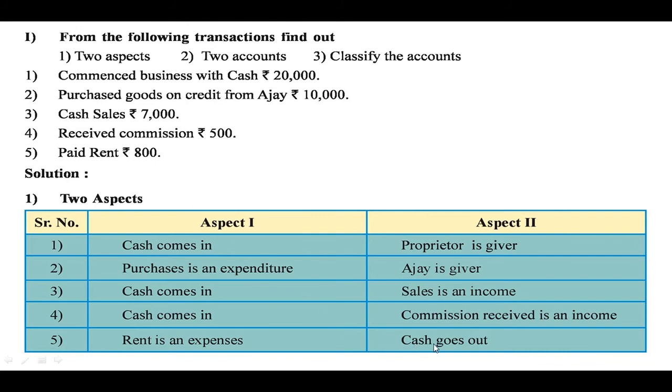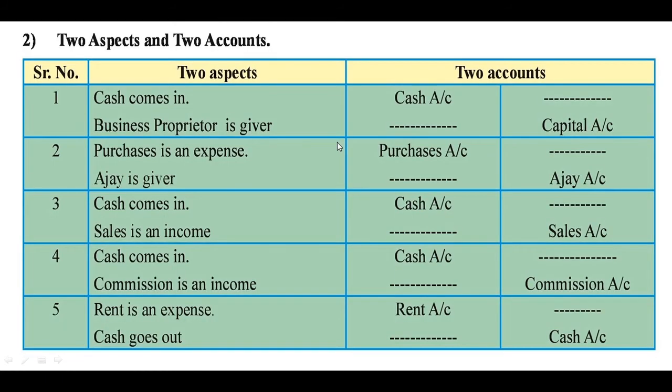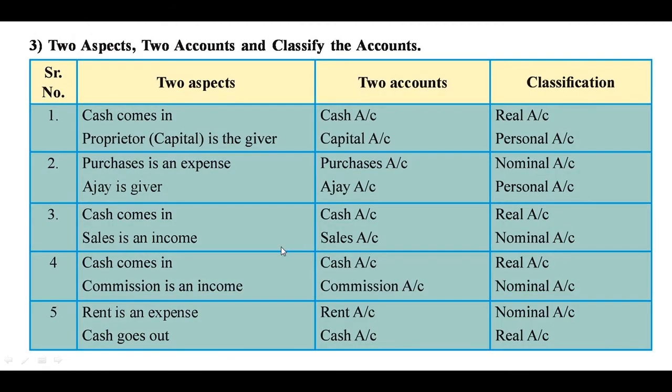Now which two accounts are involved in this? First one is the rent account, and rent being an expenditure is the nominal account, and cash goes out. That is the second aspect of the transaction. So the second account which is involved is the cash account. Now the classification is given here. Rent is the nominal account because it is an expenditure and cash is the real account because we can see and touch cash.